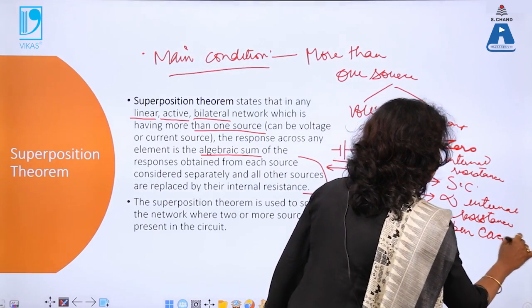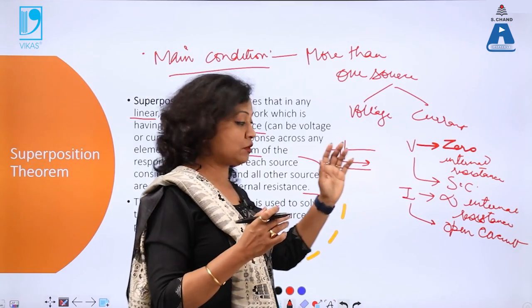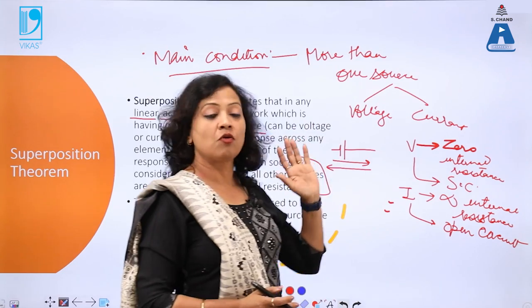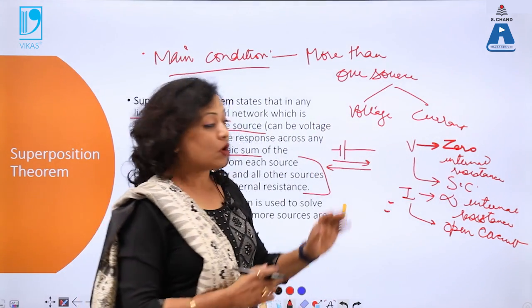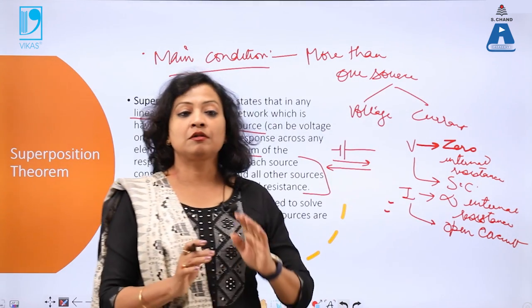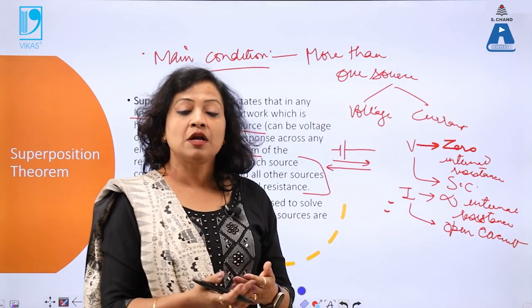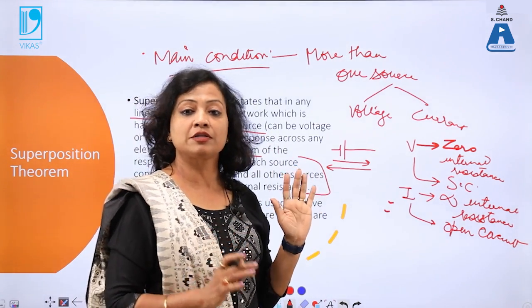So open circuit means there should not be any current. So I assume there is no current source, so there should not be any current. So open means infinite resistance, no current. Short means zero resistance, no voltage. So I am temporarily assuming that the voltage source is not there. So short circuit means it is temporarily assumed that for that particular case that voltage is not existing or that current is not existing.